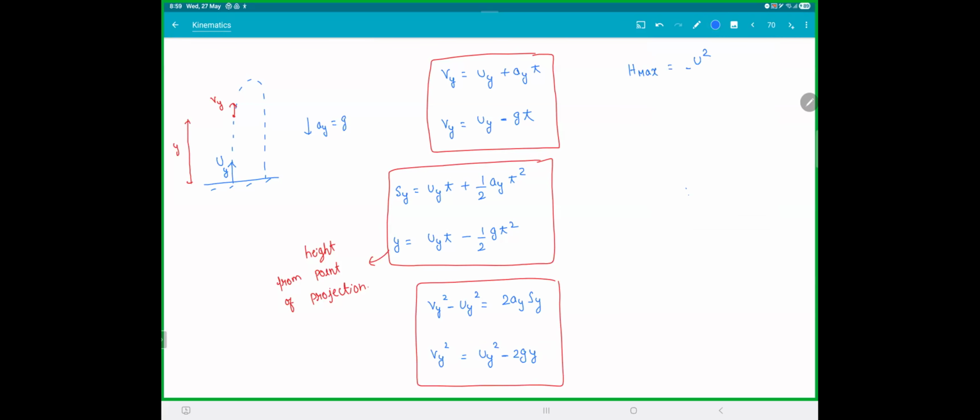Hmax is u square by 2g. Time of flight is 2u by g. Time of descent is u by g. And time of ascent is u by g. These are valid for the same level. They're all the formulas you need. I'm just putting them in one place.